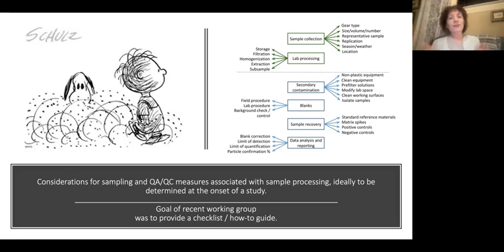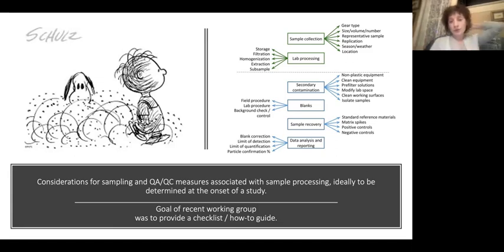But considerations for sampling and QA/QC measures associated with sample processing ideally ought to be determined at the very onset of a study. And that's why I was saying earlier that the method development phase, it's okay if it's a little bit longer than maybe you anticipate, because if you spend the time to develop those considerations, you're going to have less of a chance of getting midway through processing your samples and realizing there's something that you hadn't accounted for. There's a source of contamination that you forgot to measure, for example.